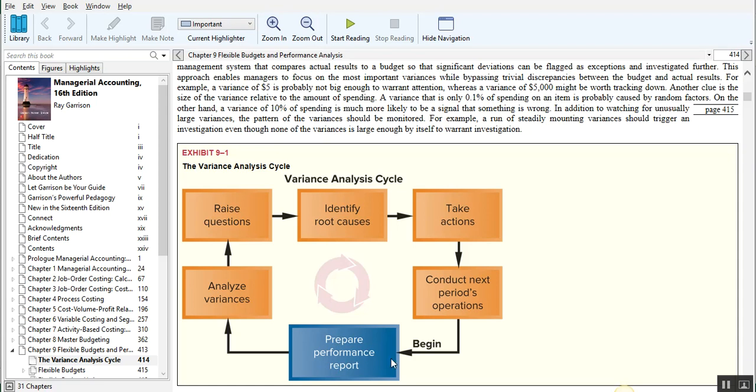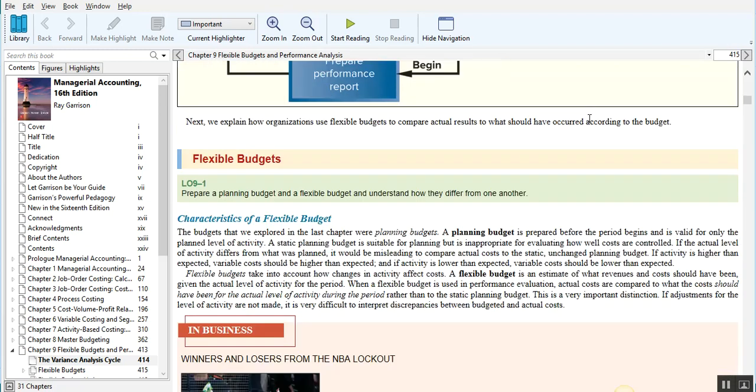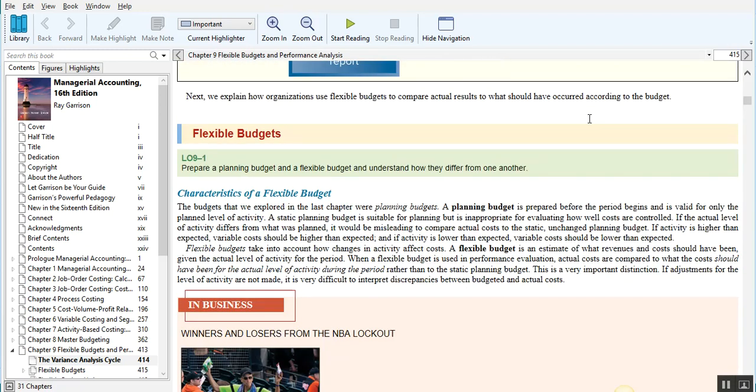So when we look at variance analysis, we're going to start with a performance report to compare our actual results with planned results, analyze variances that we have, raise specific questions about those variances, and then identify the causes for that. And then, of course, we would ultimately take action on those. Well, the flexible budget is a tool to analyze those variances, actually.